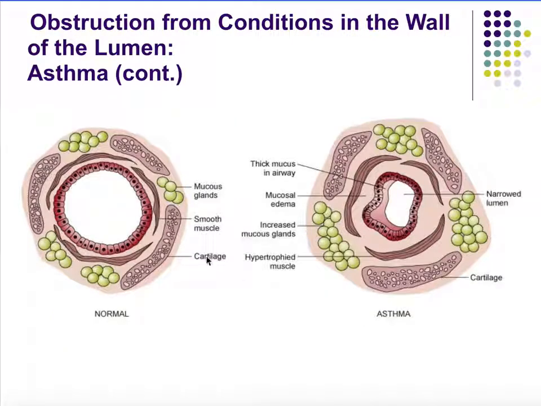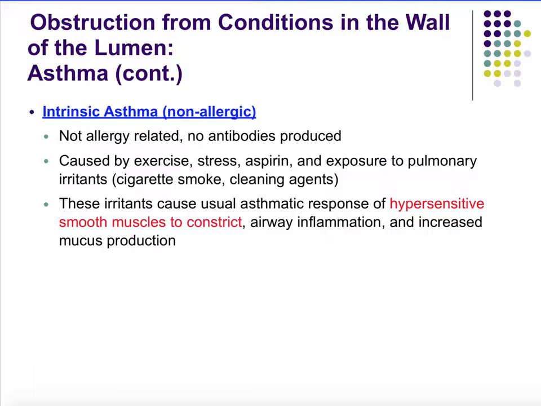Here we have an image of a normal airway, and then here is one that has suffered from asthma. We can see the lumen is much more narrow, so there's increased resistance, decreased airflow. Here we see thick excess mucus being secreted, and we can see the increase in mucus glands and just the overall inflammation that has occurred here.